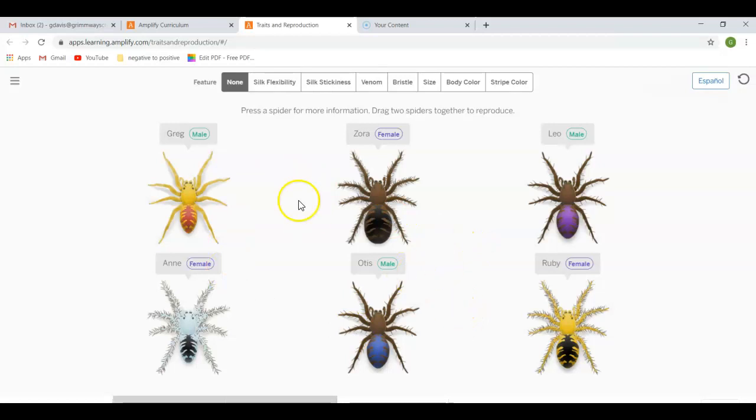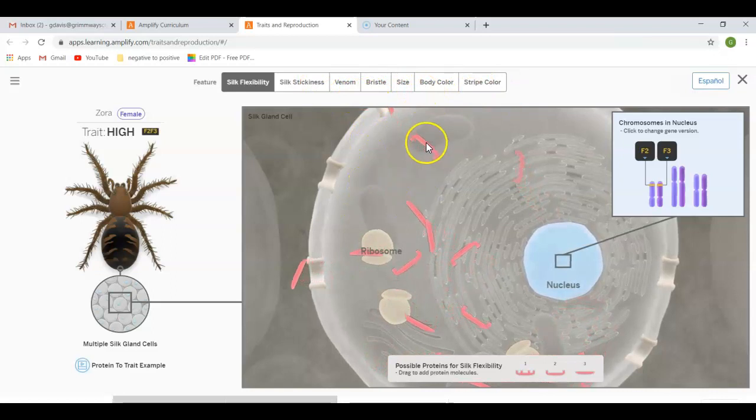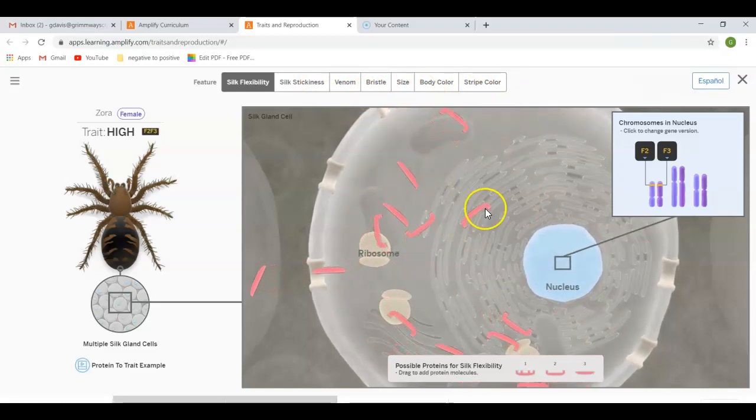So here's all your spiders. Up here at the top is the feature. Remember I said whatever feature you pick, you have to keep the same one for both spiders, okay? So you can do venom, bristle, size, body color, stripe color. Just pick any one you want. We all know that I always use Greg and Zora, our girl Zora over here. But pick any one you want. Remember, you just click on them, pick whichever one you want, and look at the proteins. Remember, we're looking at the pink proteins.